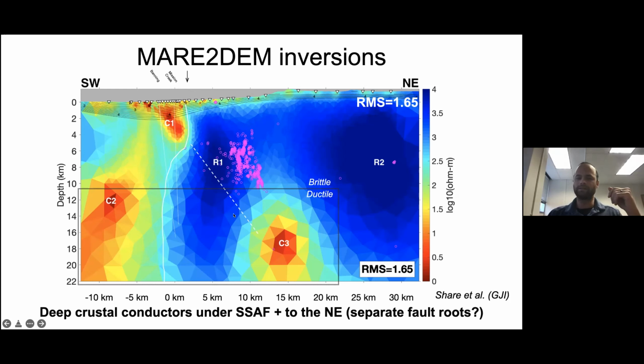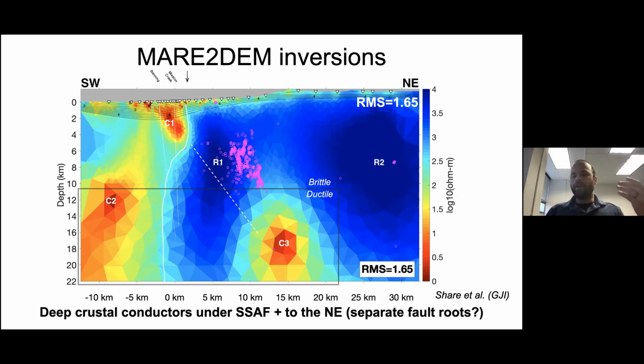in the ductile crust, and it passes through this region that is super resistive, which means that this fault zone at mid-crustal depth is very dry, or the cracks or the features that exist along it are way, way, way below the resolution capabilities of this tool. That's what we have for now.